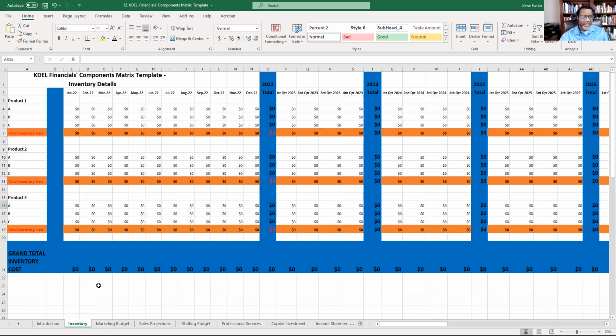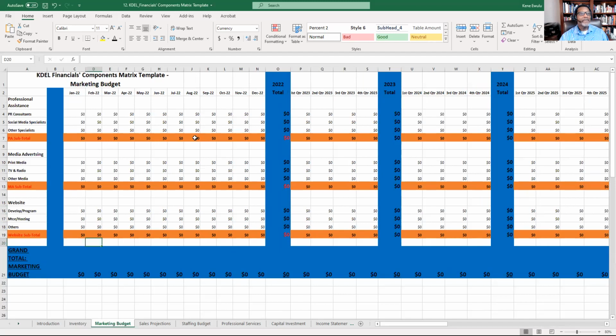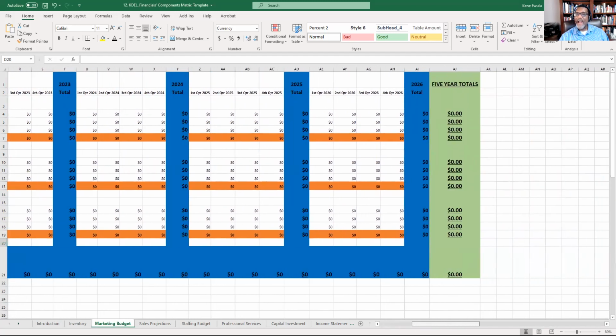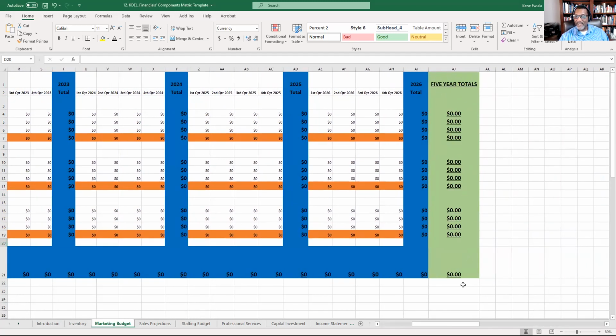The same thing is repeated as we go to our marketing budget. I'm going to click at the bottom here at the marketing budget. And here you see your marketing budget, all the expenses you're going to be making. Professionals are going to be using print, TV, radio, maintenance of your site, hosting of your site, all the way again into 2022. And then as I slide to the right here, all the way for 5 years till you get to 2026, your 5-year total. That's it for your marketing budget.